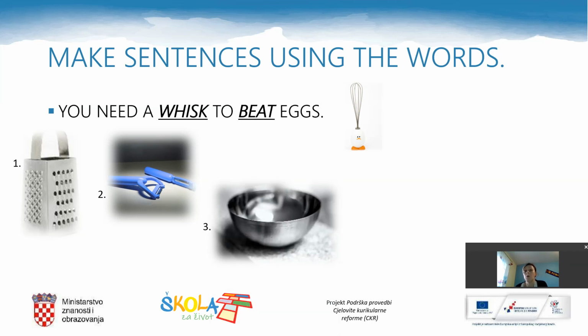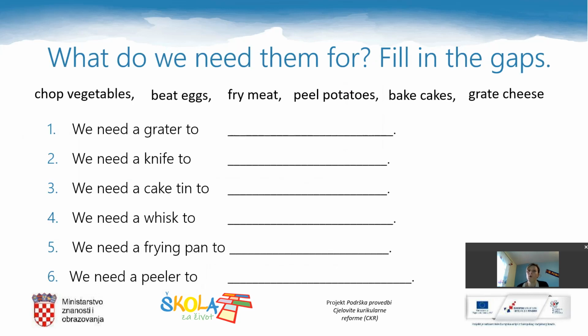The next one is a bowl. And can you tell me, what do we use it for? You need a bowl to beat eggs or to mix ingredients. And the last one, a knife. What do you use it for? You use a knife to, do you remember? Chop onions, to slice cheese, or you can chop vegetables. So try to use all the cooking tools that you have learned today and make sentences using those words. So what do we need them for? Now I have one task for you. Copy these sentences into your notebooks and fill in the gaps.